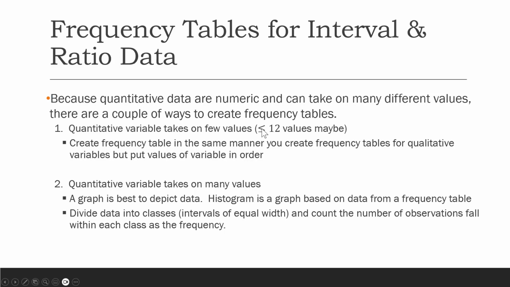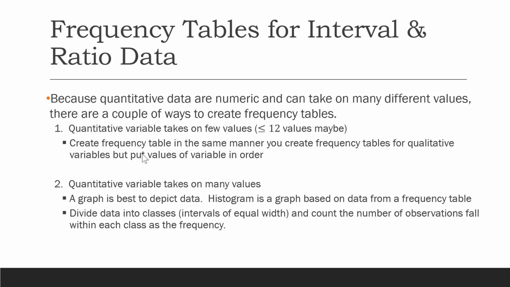So if I don't have a lot of different values, say I look at my data set and my quantitative variable only takes on 12 different values, then I'm going to create my frequency table almost in the same way that I just did with those nominal and ordinal variables. But I'm going to have numbers in that first column instead of terms or categories. But if I have a lot of differing values in that variable, then I'm probably not going to want a table in order to visualize the distribution of my variable.